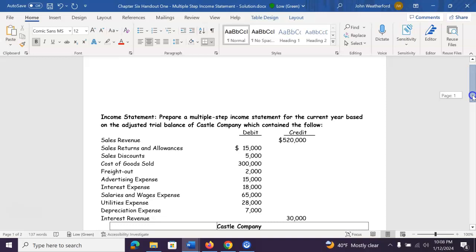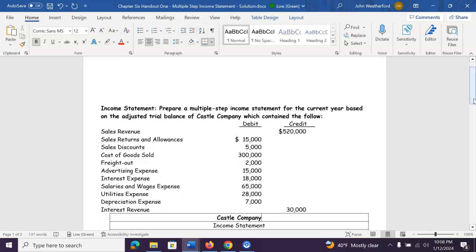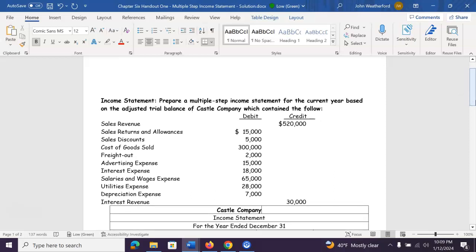We'll head it up with Castle Company, the name of the business here. You know this already, I'm sure, but on the next row we'll put income statement. And then the income statement is prepared for a specific period of time. So it's dated as such for the year ended December 31, and then we, of course, insert whatever year.